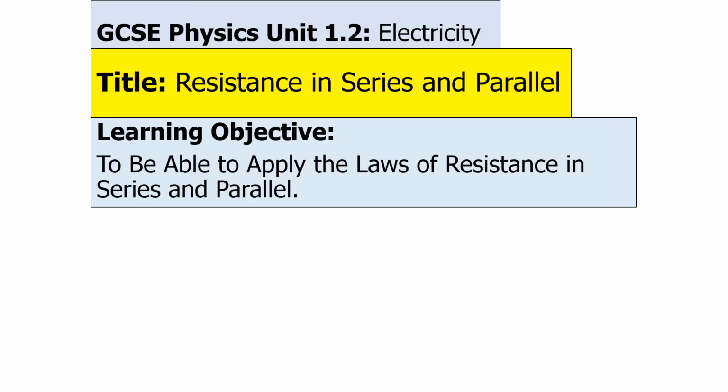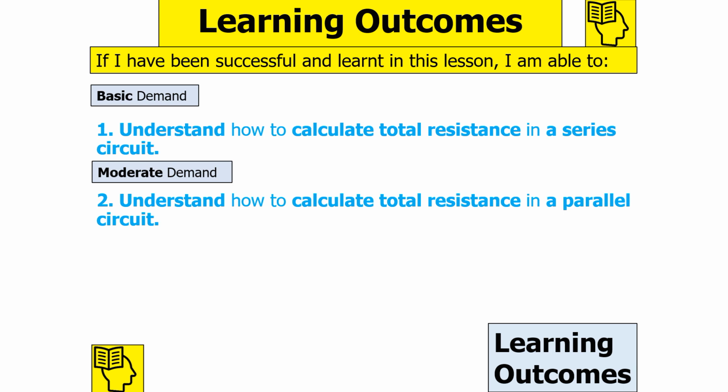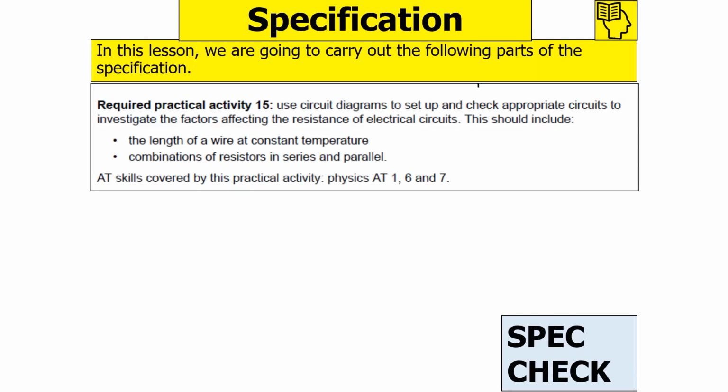In today's lesson, we're going to be looking at resistance in series and parallel, and being able to apply the laws of resistance in both series and parallel. If we've been successful, we should be able to understand how to calculate the total resistance in a series circuit and in a parallel circuit, which links into required practical activity 15 of the AQA GCSE specification for both separate science and combined science, where we will be looking at combinations of resistors in series and parallel.